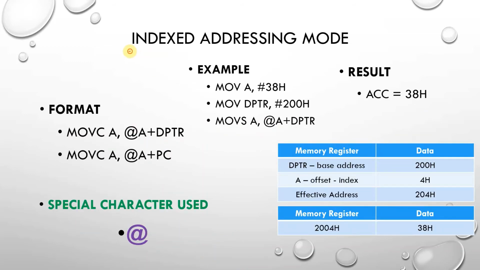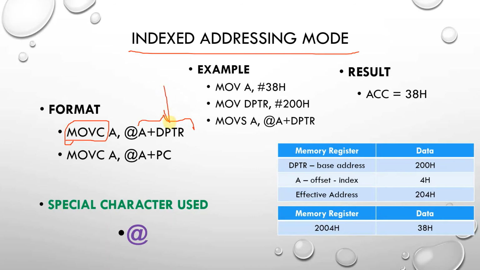The last addressing mode is indexed addressing mode. The indexed addressing mode is the same as that of the register indirect addressing mode. The differences are that in this, the instruction MOVC is to be used always, and the indexed addressing mode consists of two parts of addresses.